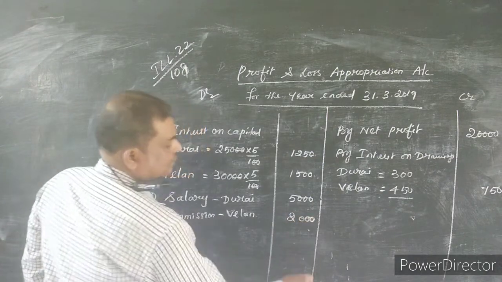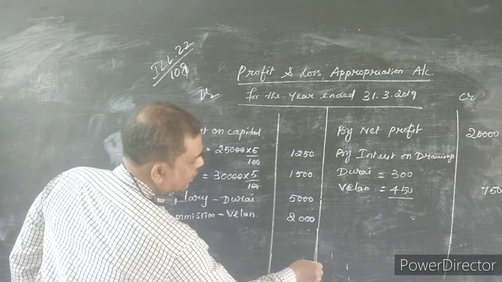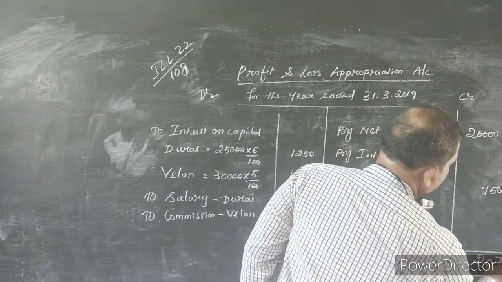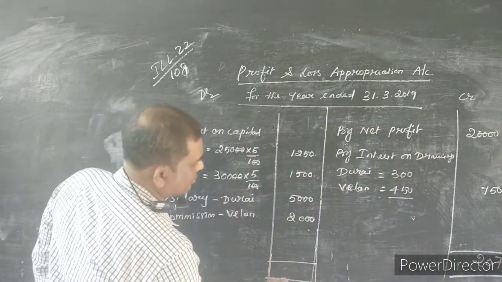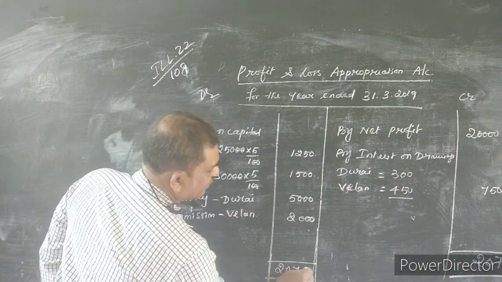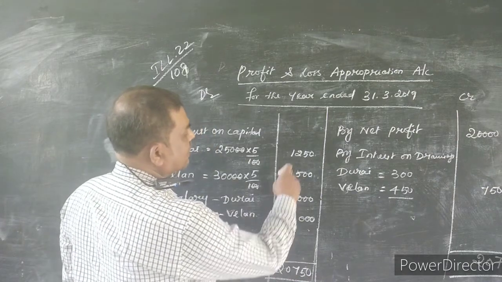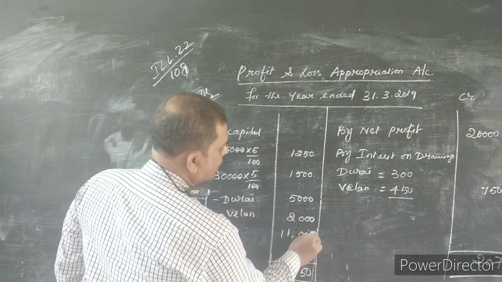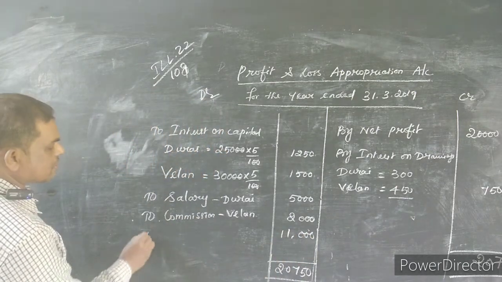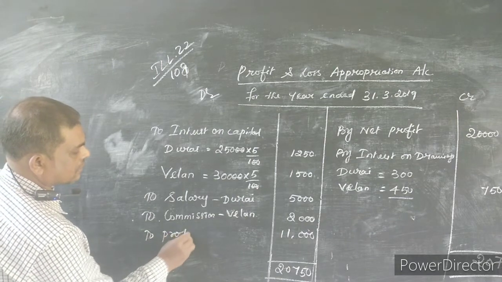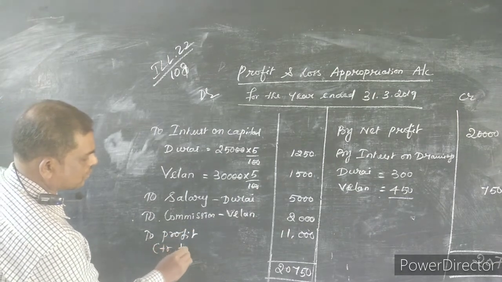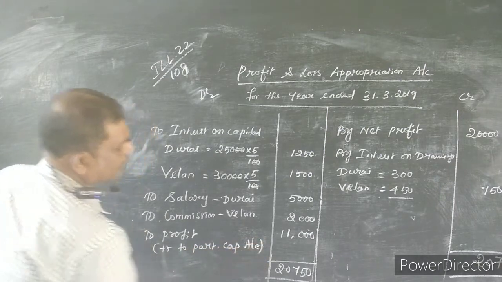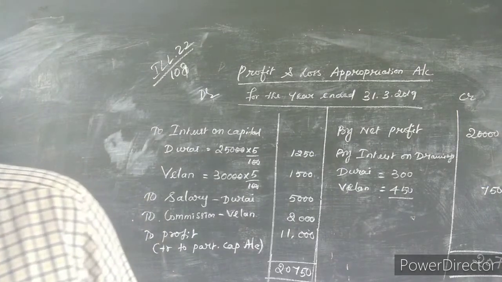Okay, now all the entries are updated. Now we have to find out which side is bigger. So definitely the credit side is bigger, 20,750. Here also the same, 20,750. So here 7 plus 1 is 8, 9. So 9,750. The balance 11,000 will come as profit. So this is the actual profit, and this amount should be transferred to the partners' capital account.